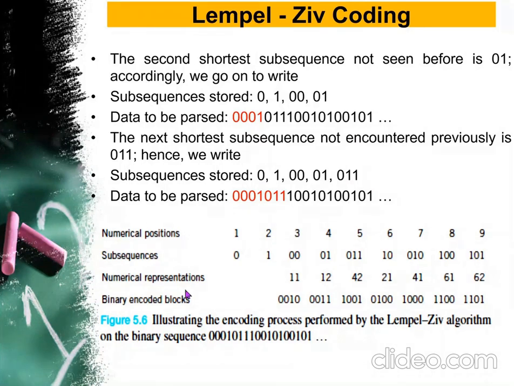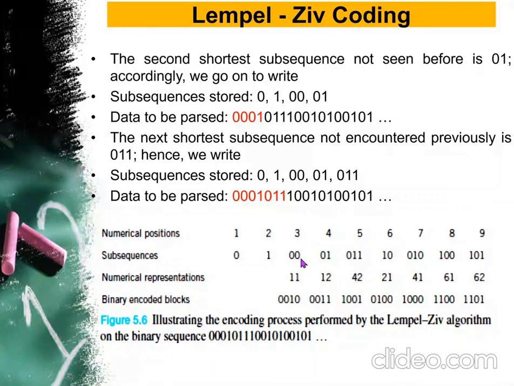Okay, now after we have completed these 2 rows, we go to the third row and it is called the numerical representation of these subsequences. And we start from the third numerical position because our data stream starts from the third position onwards, while these two are already stored in the code book. So we start converting the subsequences into numerical representations from numerical position 3.